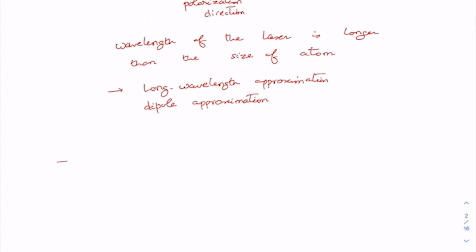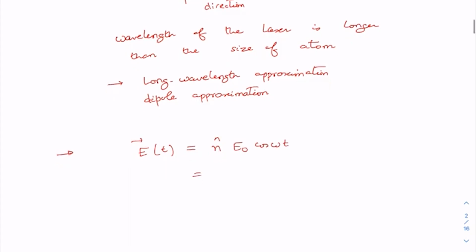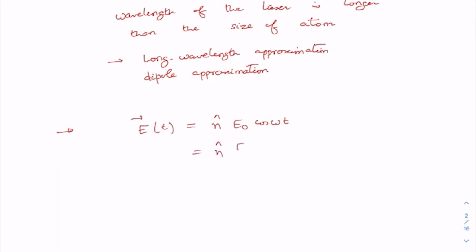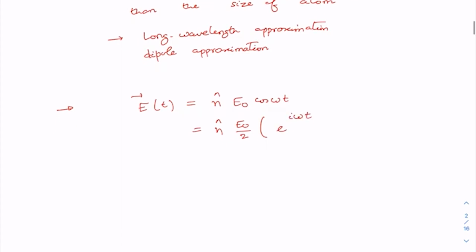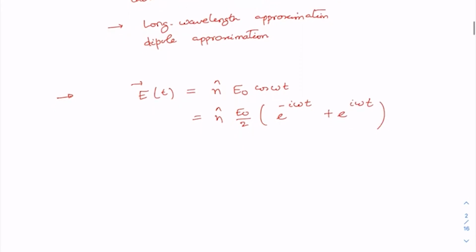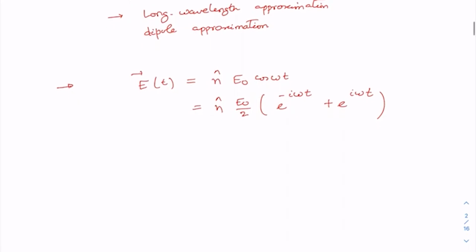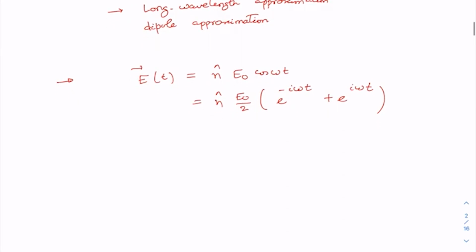Now we can write the electric field in this way as well. E(t) = η̂ E0 cos ωt. This we can write as η̂ E0/2 times (e^{-iωt} + e^{iωt}). In fact, many times it is convenient to decompose the electric field into positive and negative frequency components, and we'll see the benefit later.